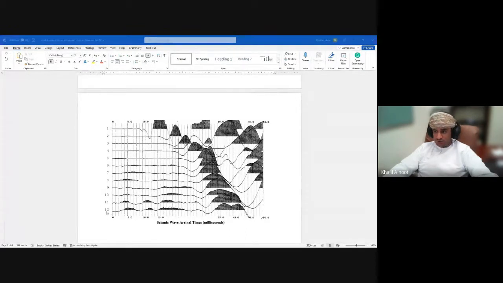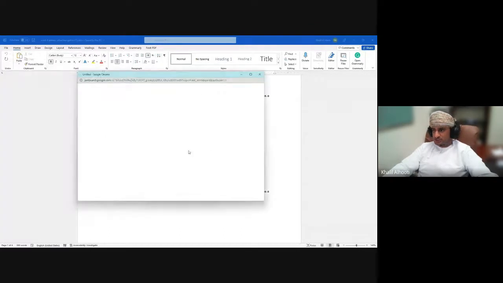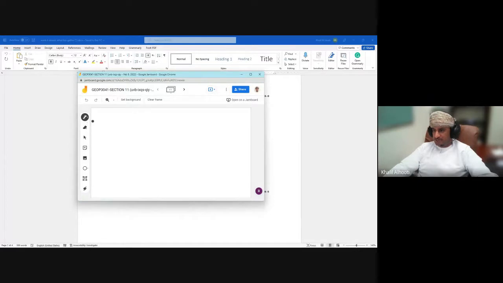Geophone 1, geophone 12. And there is a spacing between them. So these geophones were planted on the surface of the earth. Let me make a whiteboard explaining how they work. So this is how they look. I basically have a source somewhere. Let's assume that this is the source, and there are 12 geophones: 1, 2, and so on up until 12.